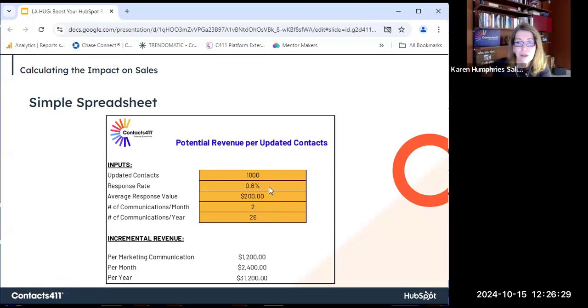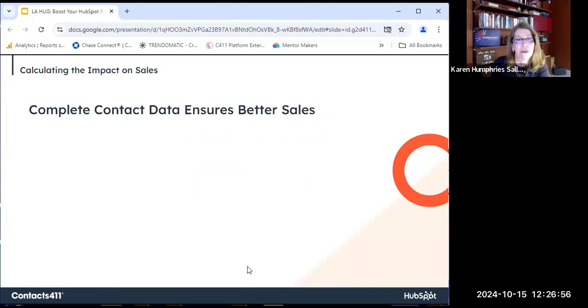Let's say you do 26 a year. At $200 with that low response rate, that's $1,200 per marketing communication. If you send 2 a month, that's $2,400 a month, and it's $31,000 a year in revenue you're missing. But what if you actually could have 3,000 updated emails? That number would be almost $100,000.